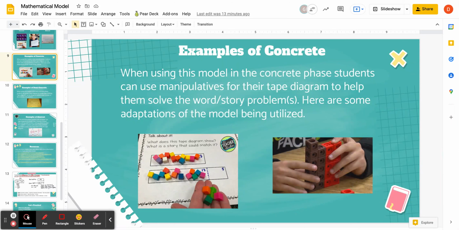So I'm going to go over a little bit of the CSA sequence. In the concrete phase, students can use manipulatives for their tape diagrams to help them solve word problems. As you can see in the first picture below, a student is utilizing a tape diagram, however they are using the base 10 blocks, the ones, to model their thinking when it comes to either adding or subtracting. In the next picture, students can also utilize Unifix cubes to model their thinking if needed when utilizing a tape diagram.